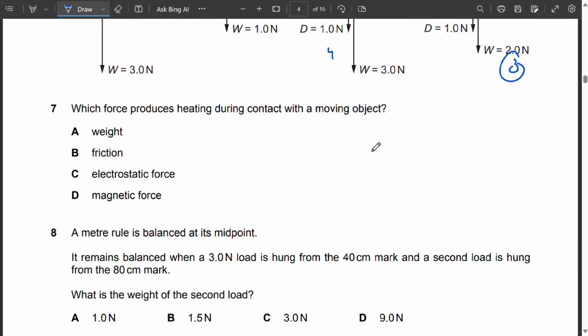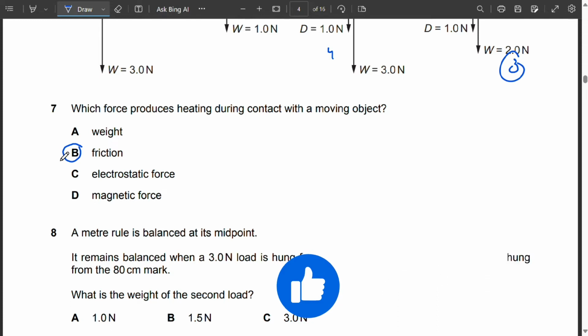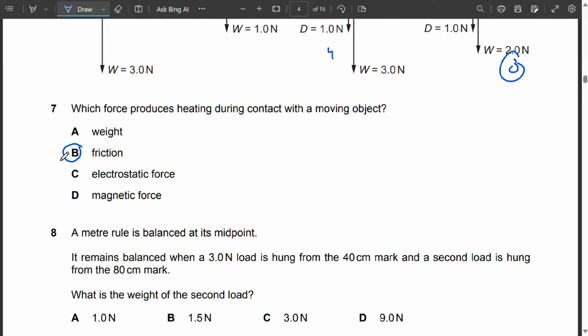Okay, 7. Which force produces heating during the contact with a moving object? We all know that it's actually because of friction. Similarly, when we rub our hands, they get heated up. That's because of the friction. So it is the frictional force which produces heating during the contact.